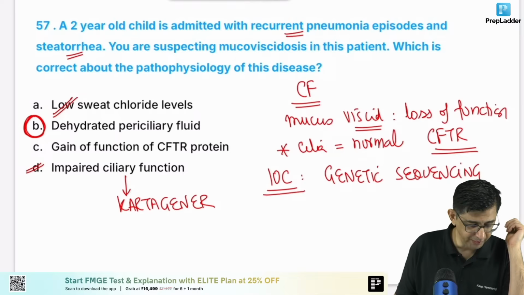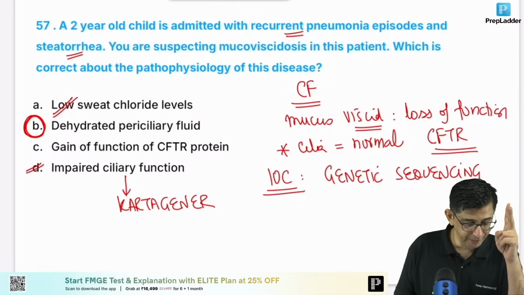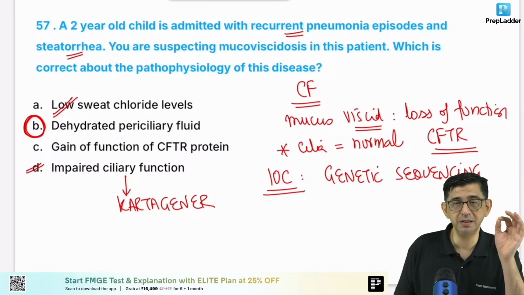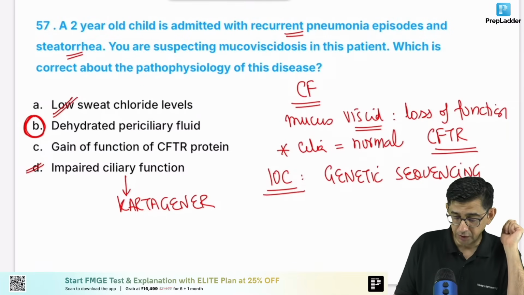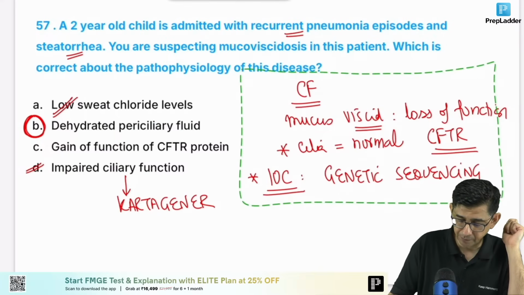It is not sweat chloride. Sweat chloride needs to be done at least 2 times. It is not a reliable test. It's a screening test. The investigational choice for cystic fibrosis is gene sequencing.